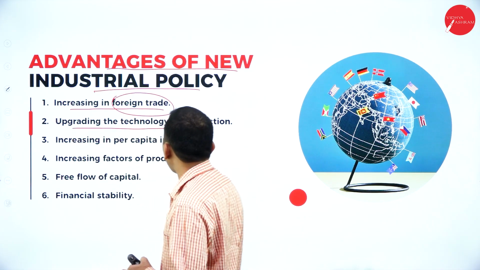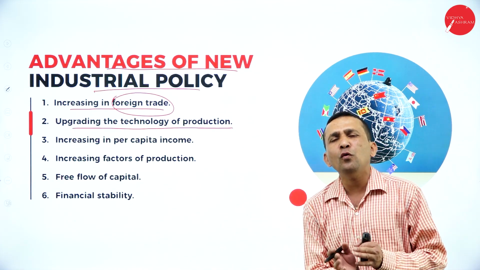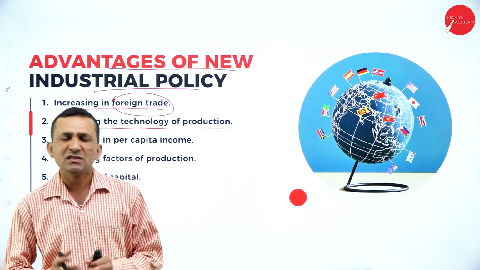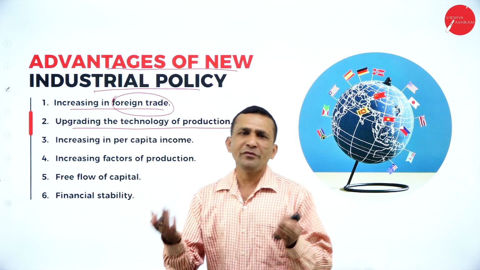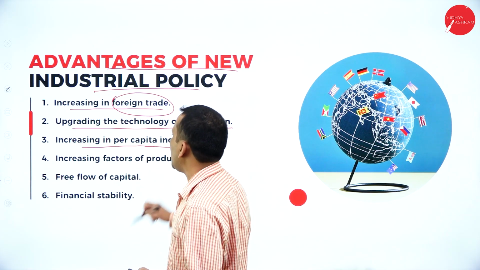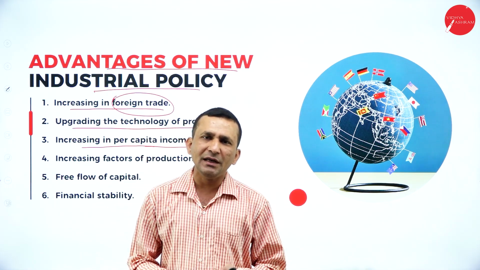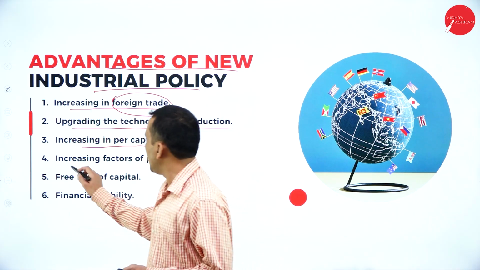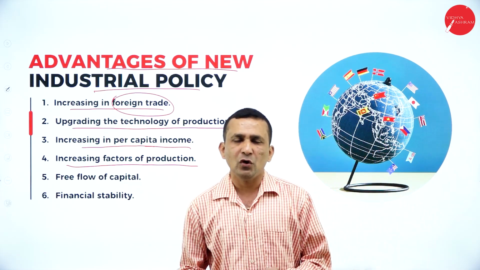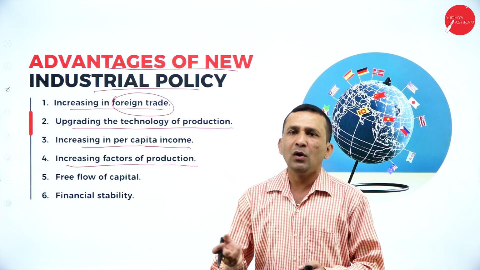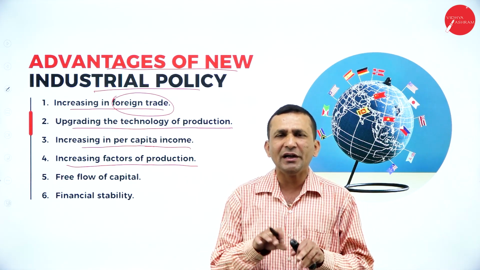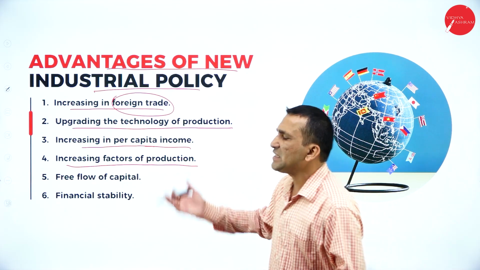And upgrading the technology of production, because there are too many industries, and each and every industry adopts a unique technology, so technology increases and we are trying to upgrade our technology. And increasing per capita income, of course; industry plays a major role in the contribution to per capita income. And the next, increasing the factors of production, because with the number of industries located, we start producing whatever manufactured goods our population or society requires and expects.